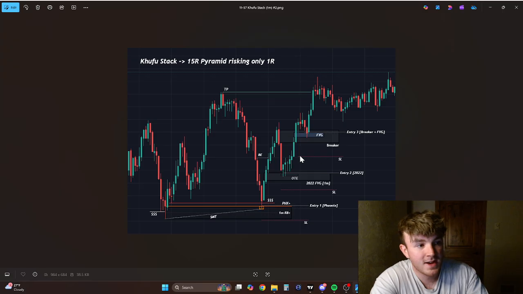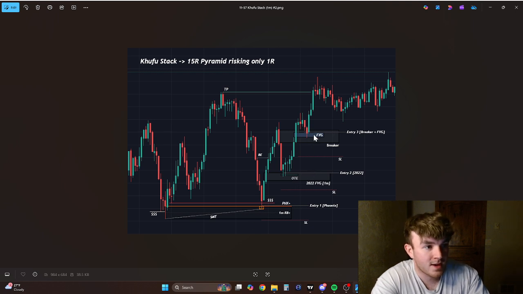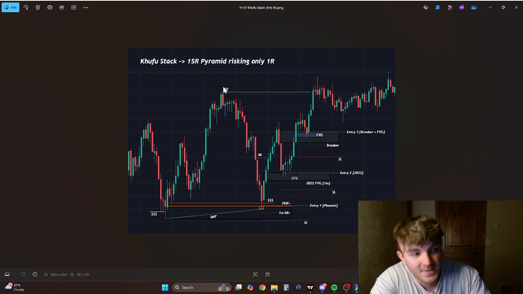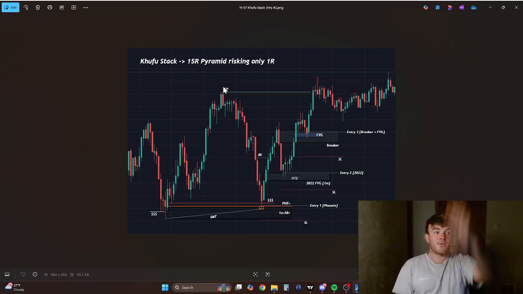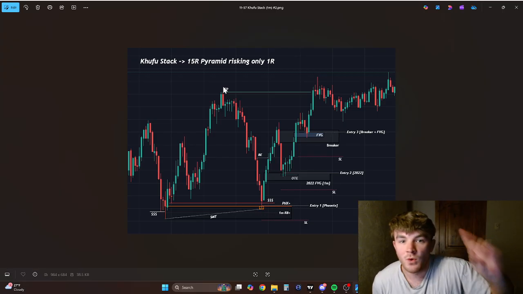Once again, now your stop loss is here. Still only risking 1R. Once again, the other ones are in profit at this point. So there's no risk on these other two. And then bang, enter. And then all gets taken off at the high. And you just got 15R, only risking 1R.